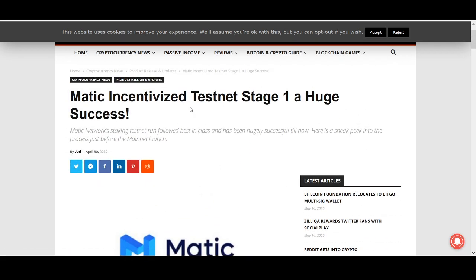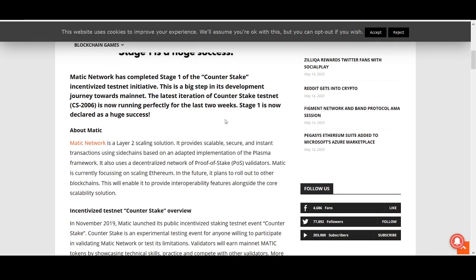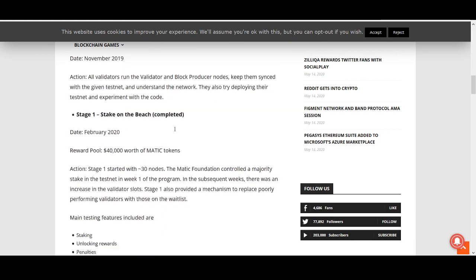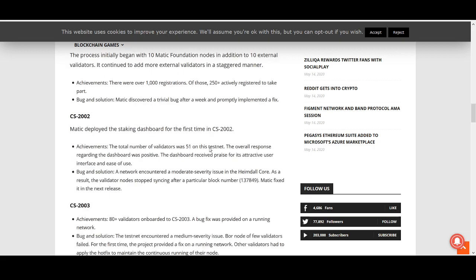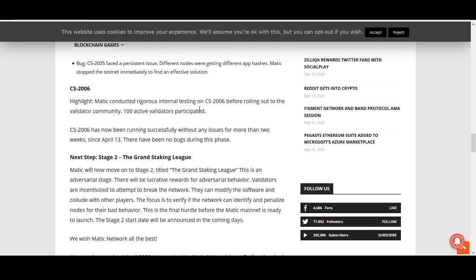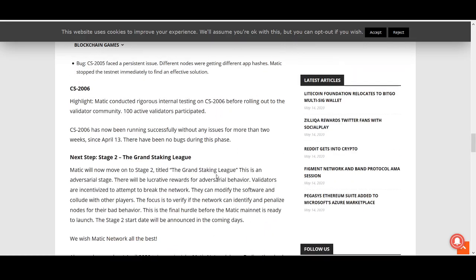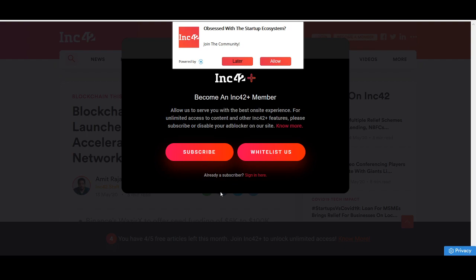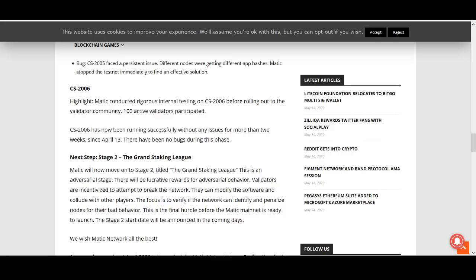So this is Matic incentivized testnet stage one, a huge success. I talked about the stage one testnet that's going ahead with Matic, and this article explains the success of it, and also the bounty as well, to show the confidence the Matic team has in the Matic network. All of this will help move the price long term, guys. I'm not sure what's going to happen. I'm personally just looking at it in the short term. So these are a couple of news I want to share with you.